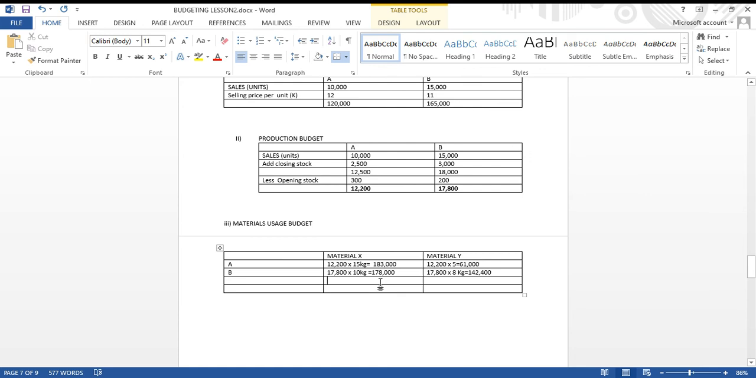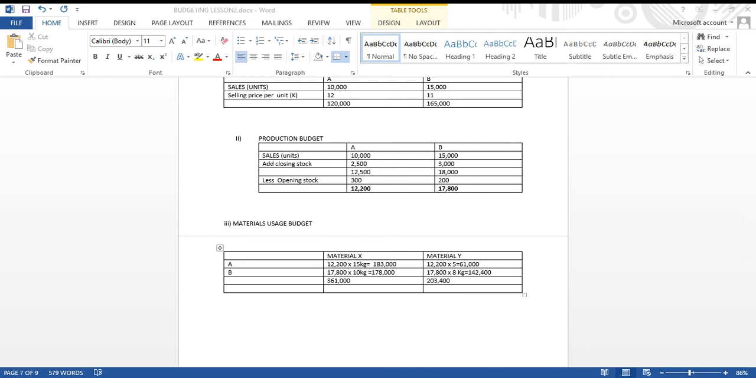And then we can tabulate our totals. So we'll say 183,000 plus 178,000, we need 361,000 kg of material X. And then for material Y, 61,000 plus 142,400, we're going to need 203,400 kg of material Y.